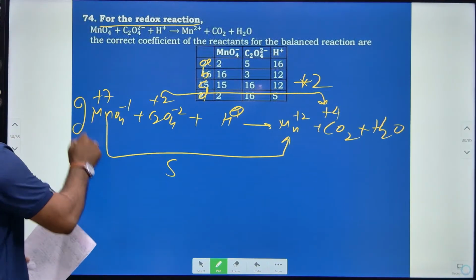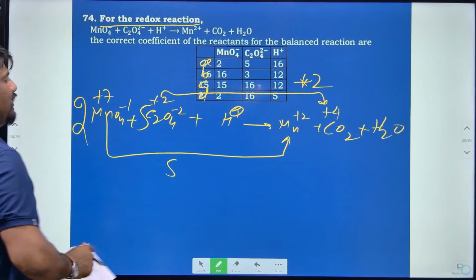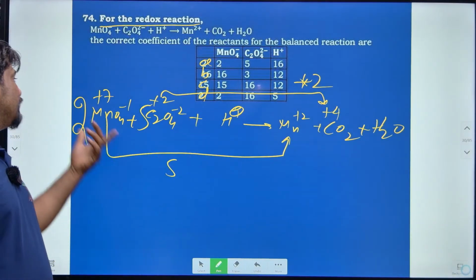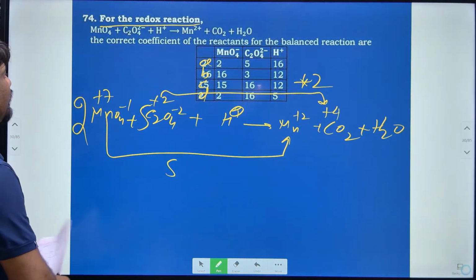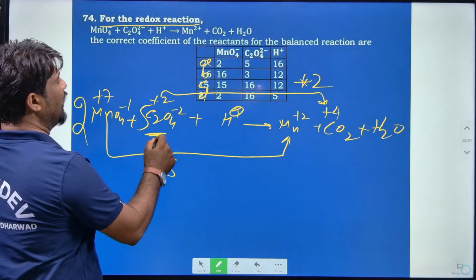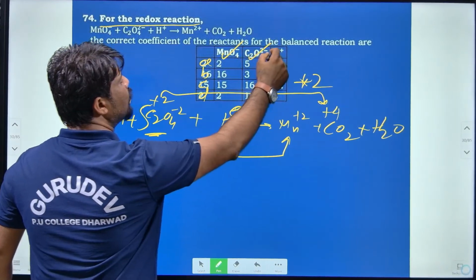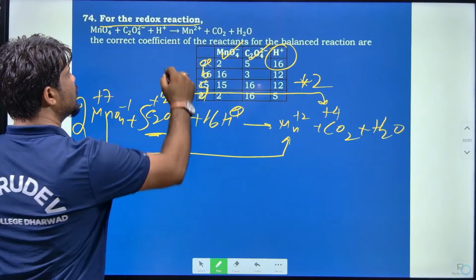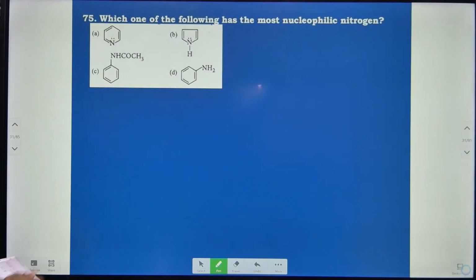Here I am going to put 2, here I am going to put 5, to match the loss and gain of electrons, multiplied by 2 here and multiplied by 5 here. Then manganese has 2 and oxalate ion is 5. So MnO4 is 2, C2O4 minus 2 is 5. Then ultimately, the hydrogen ion becomes 16. Option A is the right answer for the question. Go to the next one.